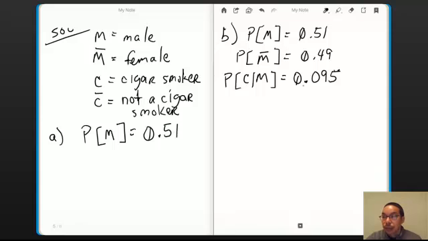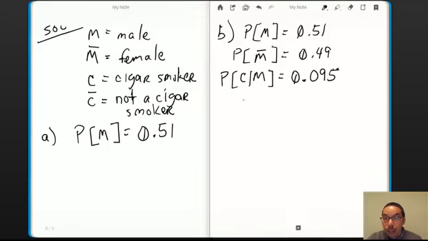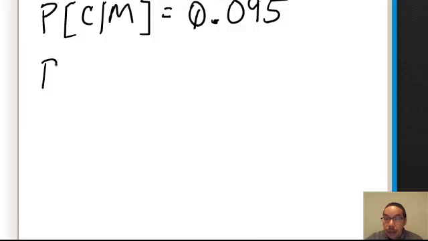0.095, right? Because if you read part B back in the problem, it said 9.5% of the males smoke cigars. So that is the probability of getting someone who smokes cigars given that the person is a male, right? Someone who smokes cigars given that the person is a male is 0.095, and this was stated in the problem. And next is the probability of C given M bar.